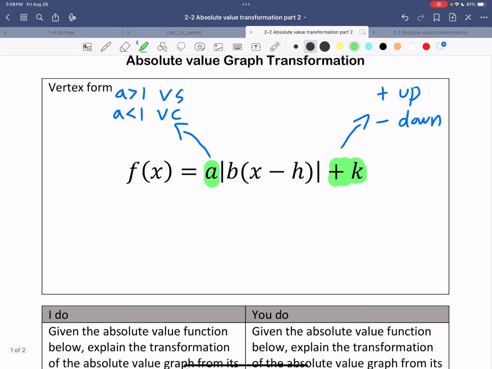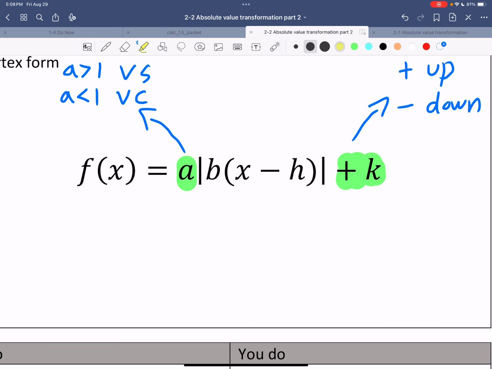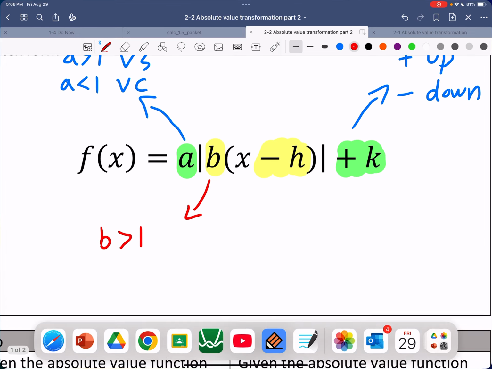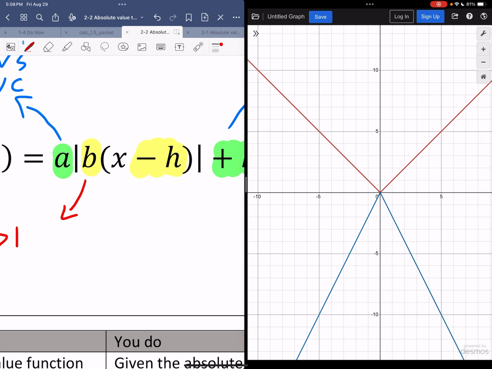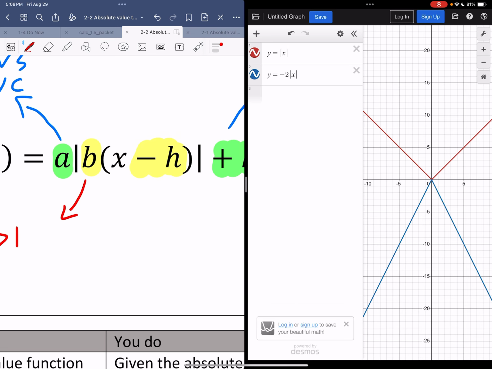Now let's talk about horizontal shift. Grab another color highlighter. You can highlight B and you can highlight H. Now B, it's a horizontal change. It's going to make it stretched or compressed, which means narrow and wide. If B is greater than 1, your graph is going to be narrow. But here, what I mean by narrow is, how can you make it narrow horizontally?